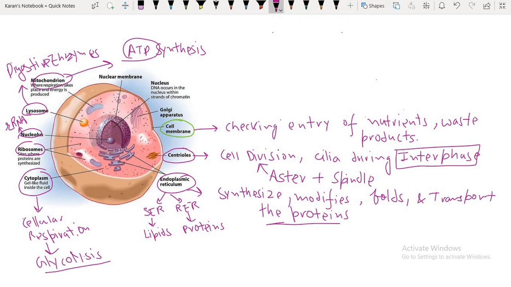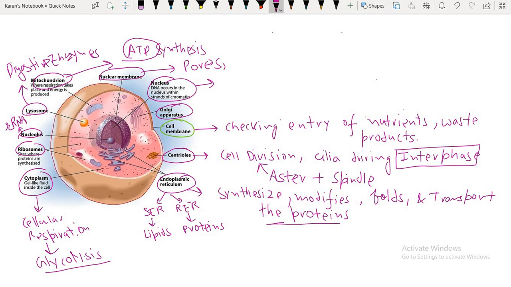Moreover, you can see the nucleus has a membrane known as the nuclear membrane. This nuclear membrane has pores in it, and these pores help in movement of substances in and out of the cytoplasm, inside the nucleus or out of the nucleus into the cytoplasm. And then last is the nucleus. You can see this has the genetic material, and DNA occurs here with the strands of chromatin.